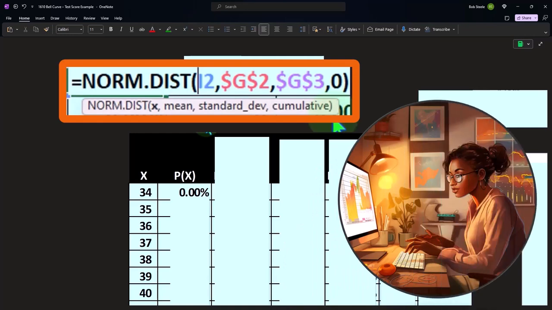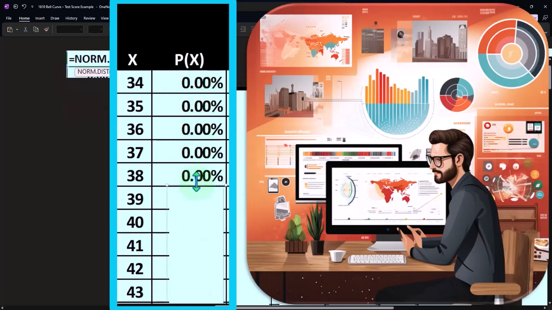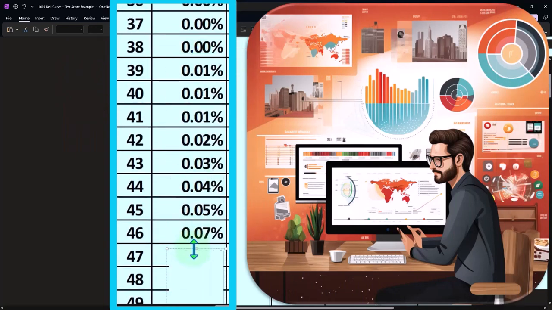It's a little bit different in terms of, it's kind of like calculus involved, the area under the curve, but the concept is basically the same. Do we want the cumulative up to that point, or do we want just that point? In this case, we want just that point, so it's false or zero, and then we get to around 0%. So if we take this down, we're going to say, okay, what's the likelihood of getting a 46? We're going to say 0.07%. Right? So that's the questions that we might ask with this.